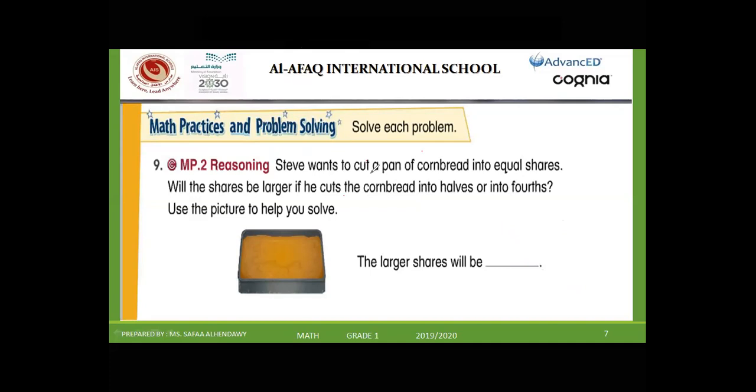Okay, your pencil, do everything like me. Steve wants to cut a pan of cornbread. This, yes. Into how many parts? Four. Not the number, he tells me, I call them shares, okay. Will the shares be larger? Larger, wow. When you find the word larger, here you compare the size or the number of equal shares? No, larger means I will compare the size.